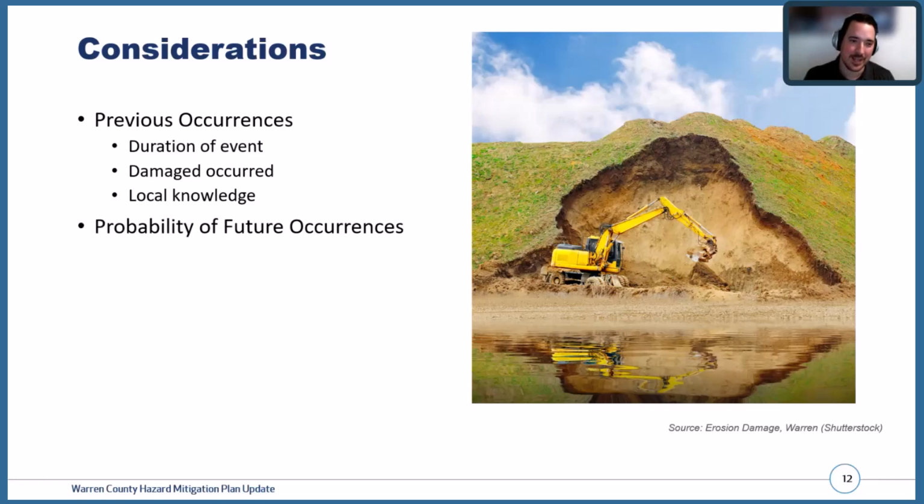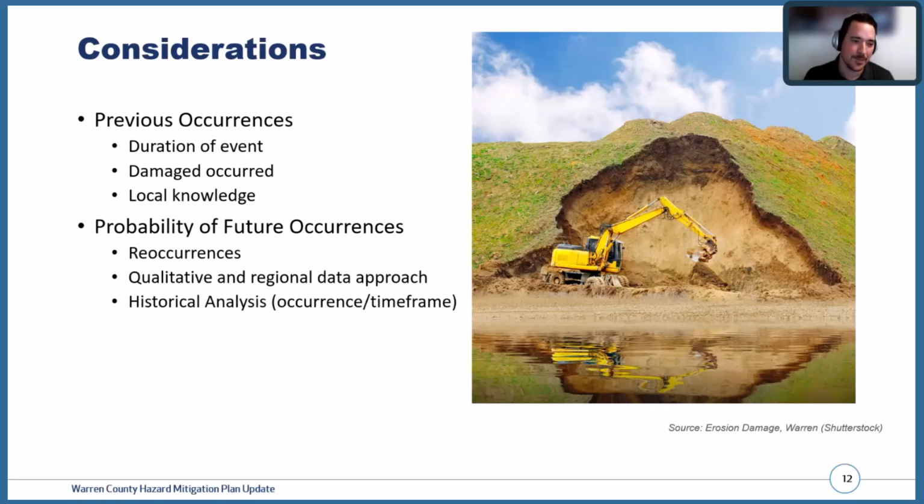What's the probability of it occurring in the future? We're looking at, has it happened in the past multiple times? Likelihood it could happen again. A qualitative and regional data approach. So we are looking at maps and bringing in data from insurance claims and the information from you at the local community level. And then historical analysis.